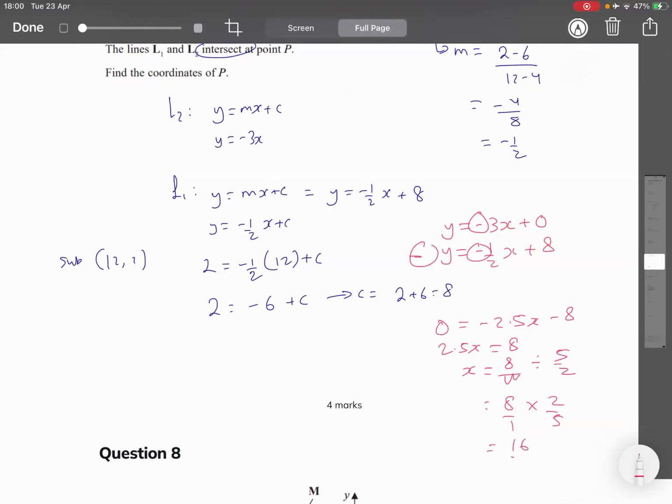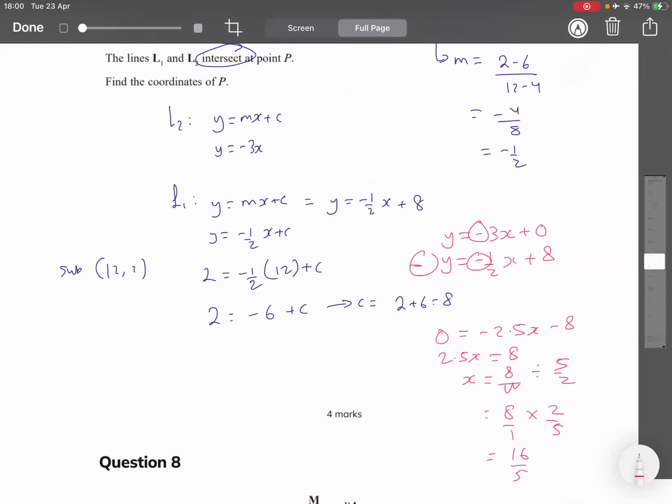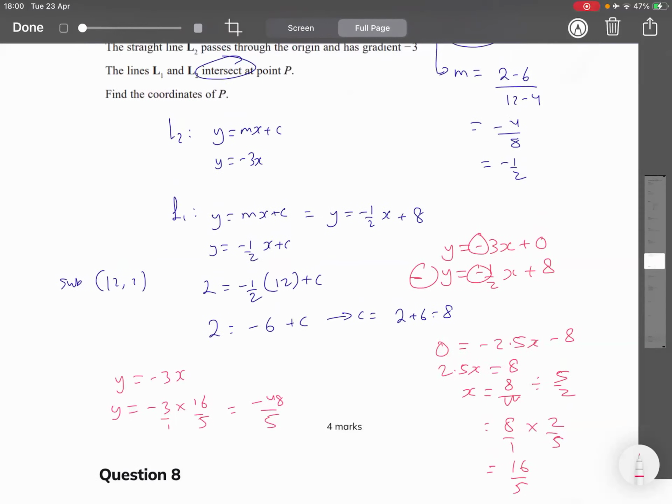Then we get 16 over 5. And in simultaneous equations, once we get the x, we go back to an easier equation to get the y. So we can just use y equals -3x. So -3 times 16 over 5, which is -48 over 5. So P is 16 over 5, minus 48 over 5. That doesn't look right.